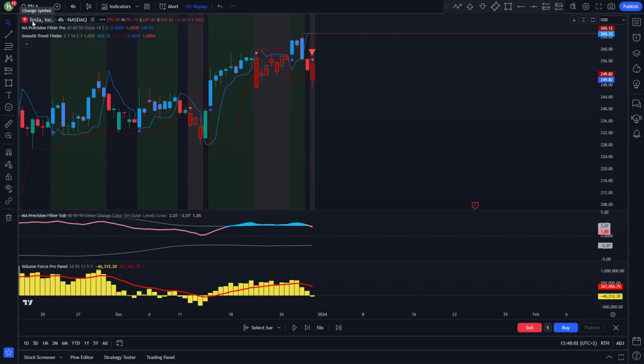For this example, I've selected Tesla Incorporated, ticker symbol TSLA, in the 4-hour time frame.